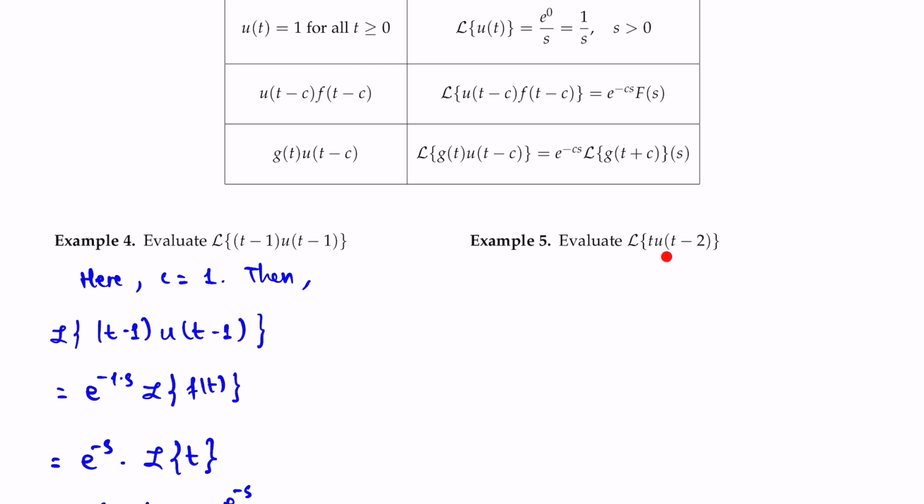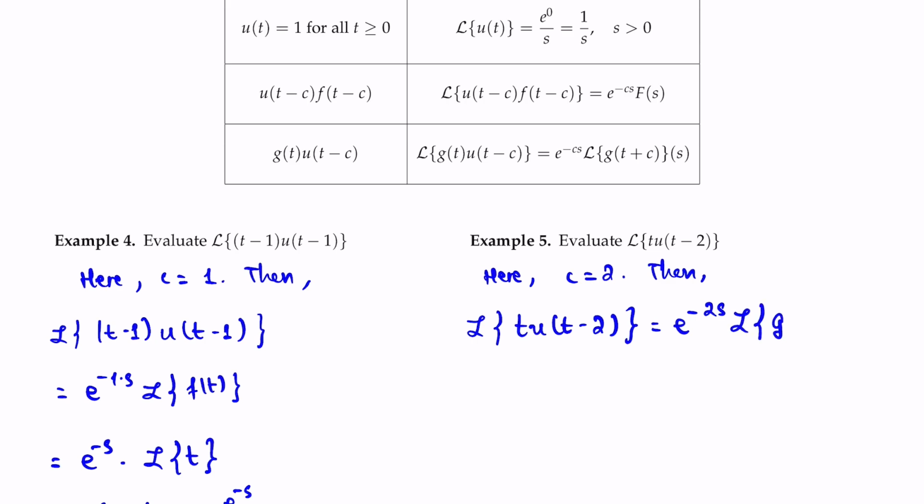You have t times u of t minus 2. The shift now is to the right by 2 units, so c is equal to 2. Then the Laplace transform of t times u of t minus 2 is going to be e to the negative 2s, again c is equal to 2, times the Laplace transform of g of t plus 2. In this case g of t is equal to t, so g of t plus 2 is equal to t plus 2.